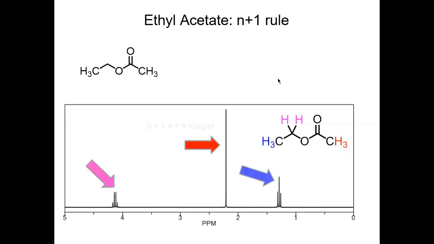All right. Any questions about the n plus 1 rule? So what we've learned so far is how to determine non-equivalence or equivalence, how non-equivalence corresponds to the number of signals, and how the proton signals split with one another. So we learned multiplicity, non-equivalence, and number of signals up to this point. Any questions about anything that we've talked about?